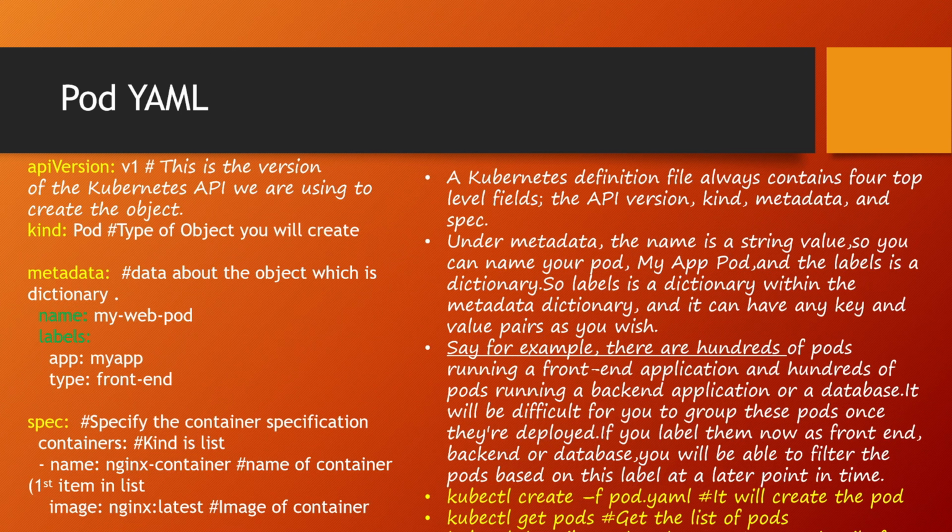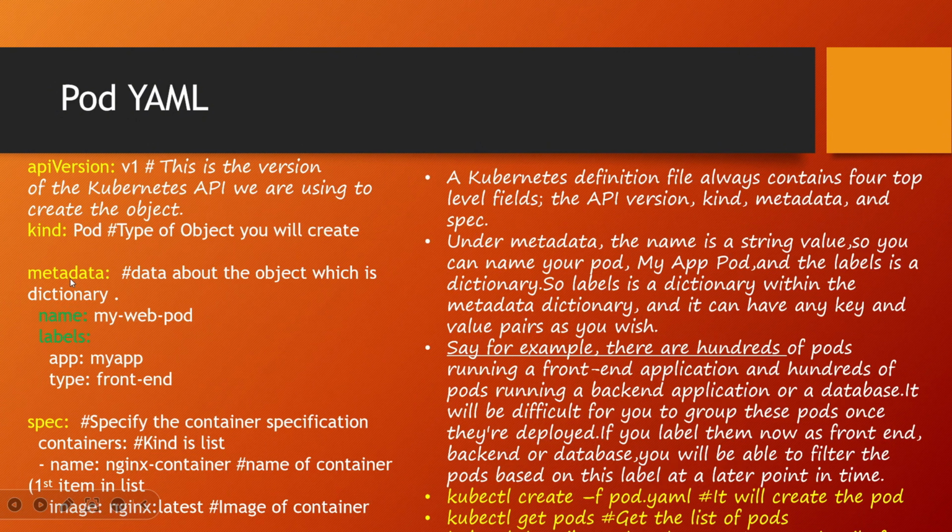So this version actually helps to create that particular type of object. Then the next is kind, where you specify what kind of object you are going to create, right? So I am going to create a pod. The third is the metadata. What is metadata? It is the data about your Kubernetes object. Here you can maintain all the labels or tags related to your applications, right? So you can mention data about the application inside this metadata section.